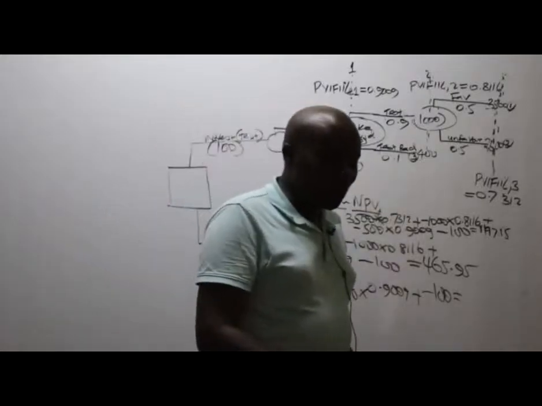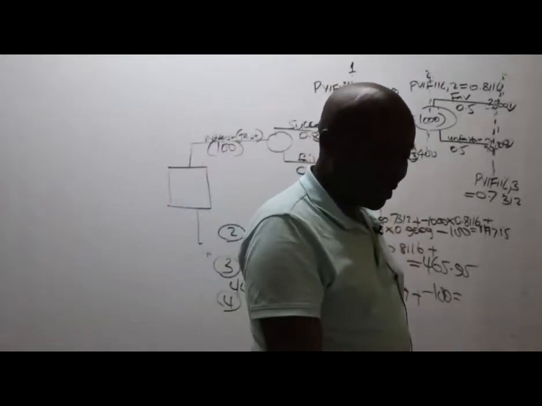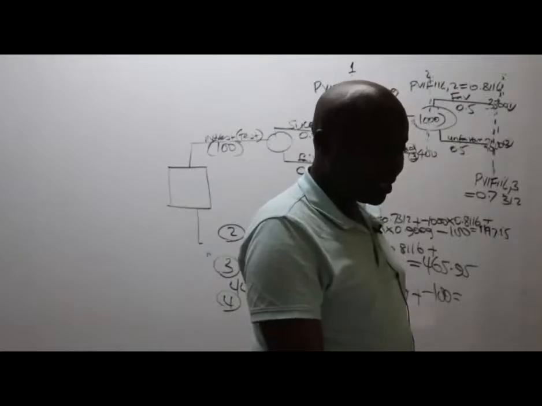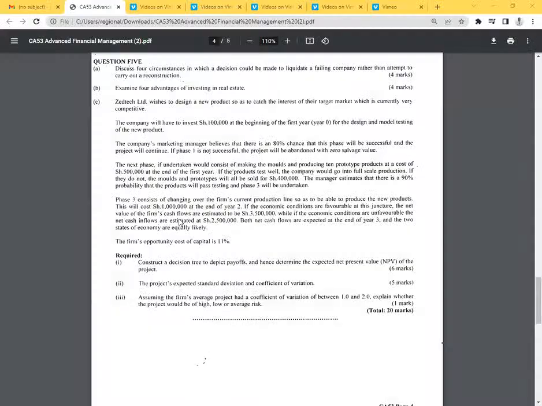What they have told us here is, the next phase, if undertaken, would consist of making the molds and producing 10 prototype products at a cost of 500,000 at the end of the first year. If the products test well, the company will go into full-scale production. If they do not, the molds and prototypes will be sold at 400.